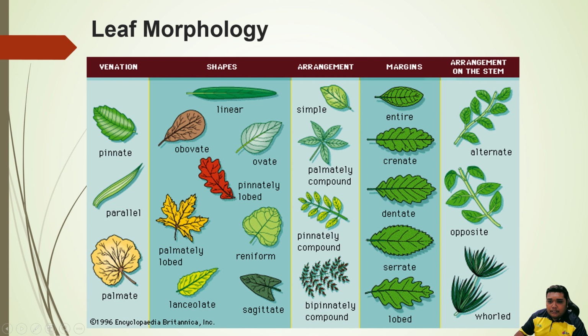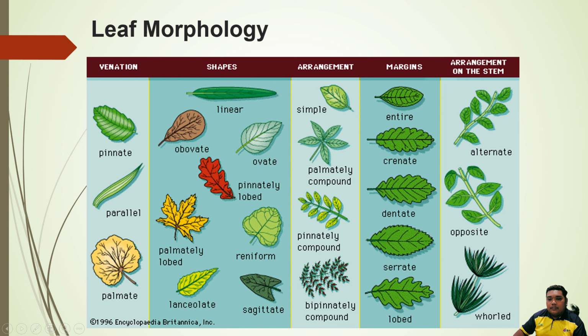For margin, we have entire, crenate, dentate, serrate, and lobed. For arrangement on the stem, we have alternate, opposite, and whorl. For this type, we usually find it in the form of leaf. So for alternate, it will be one by one. For opposite, we have two leaves at each node of the stem.